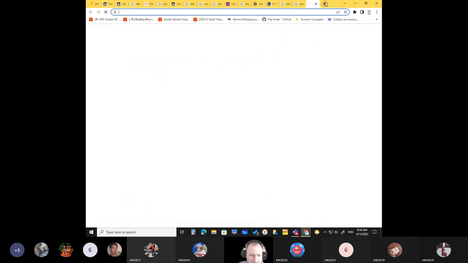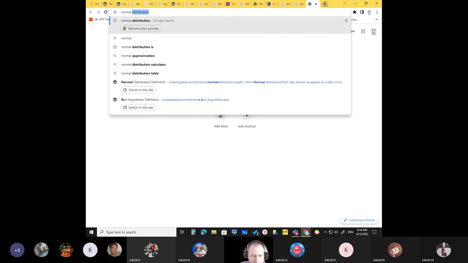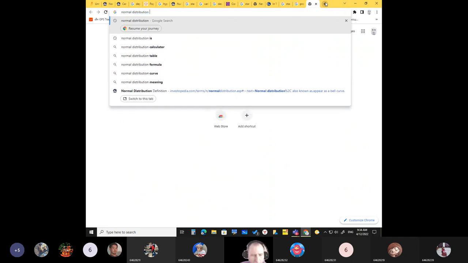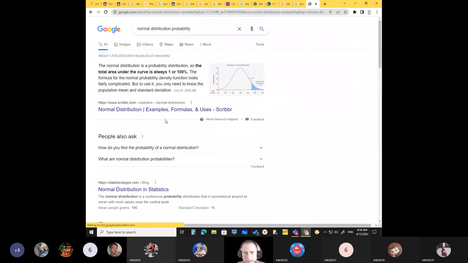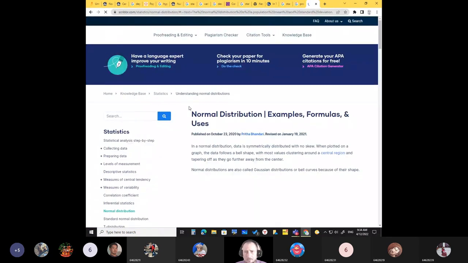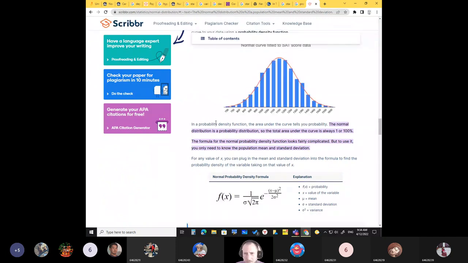The normal distribution is a probability distribution. So the total area under the curve is 100%. So this is all the cats here, 100%. Short tail, long tail, normal tail, everyone is here.